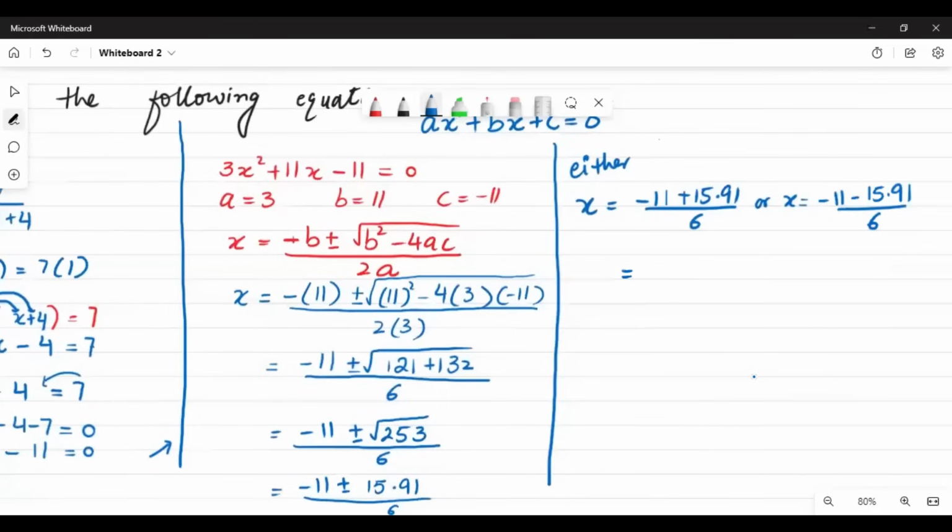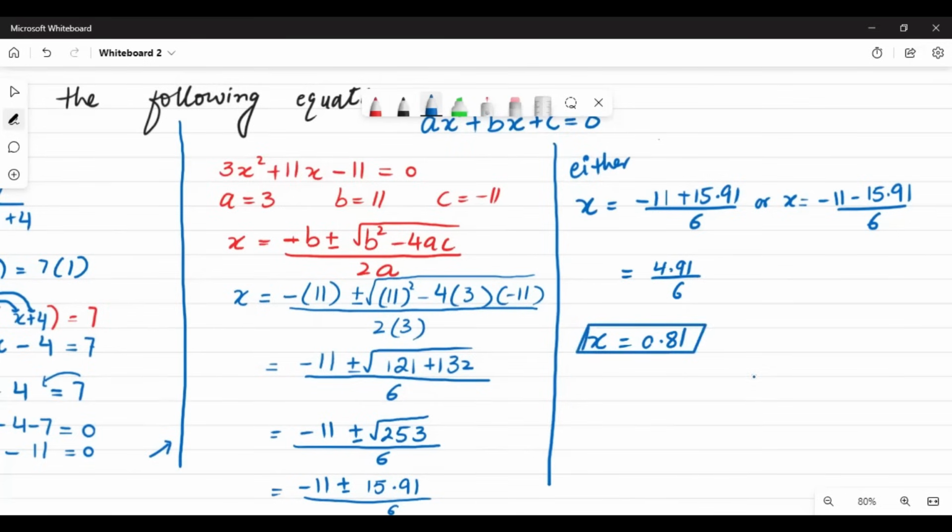Simplify this answer. 15.91 minus 11 is going to be 4.91 divided by 6. My final answer here is 0.81. x is equal to 0.81. This is one answer of x.